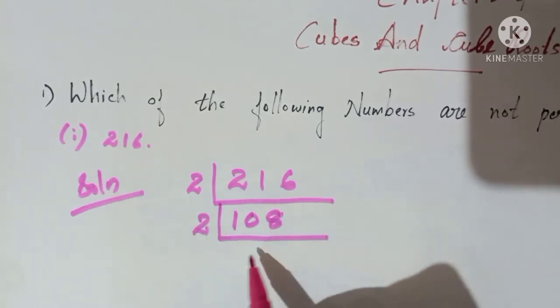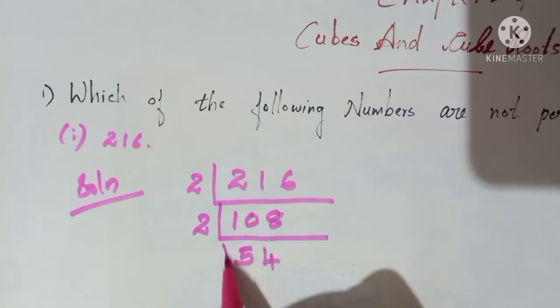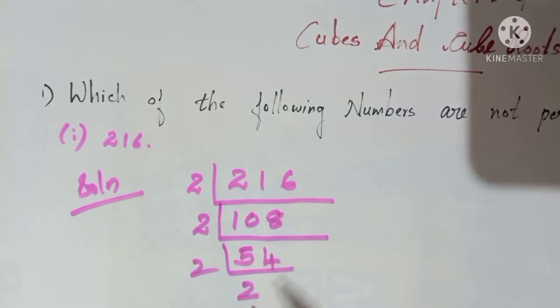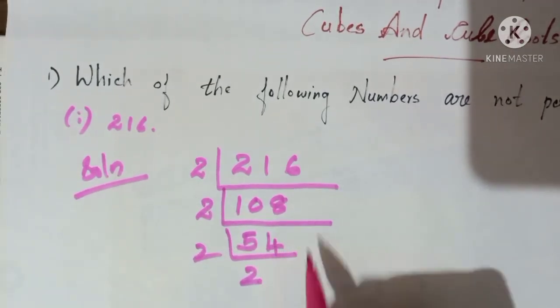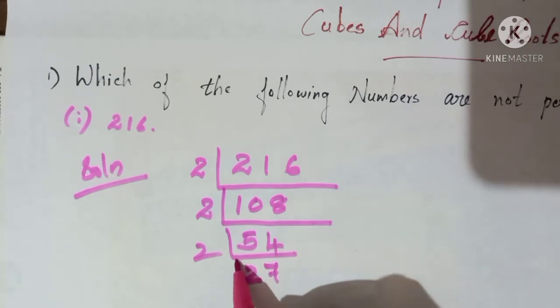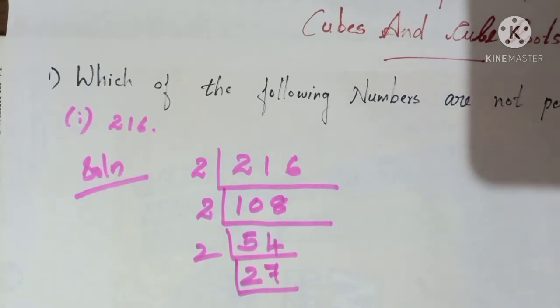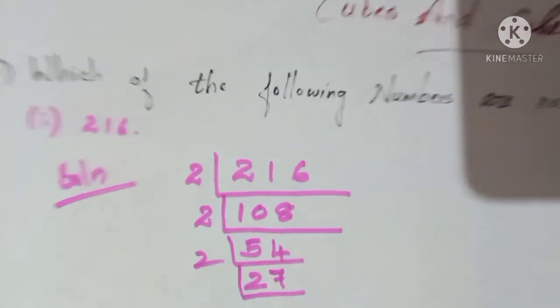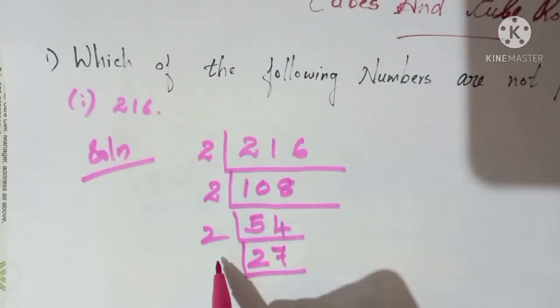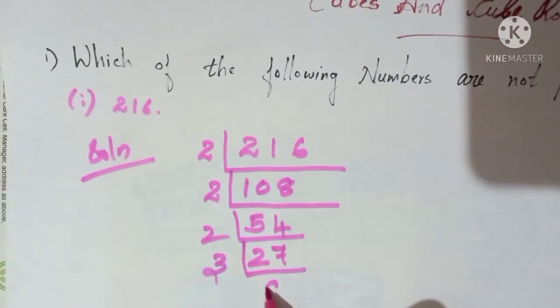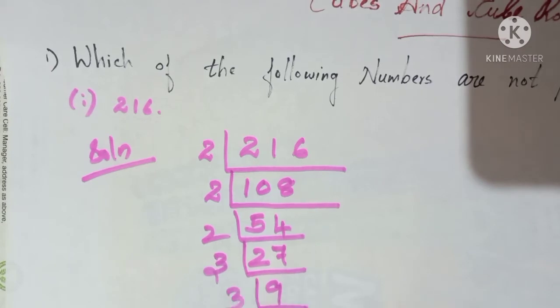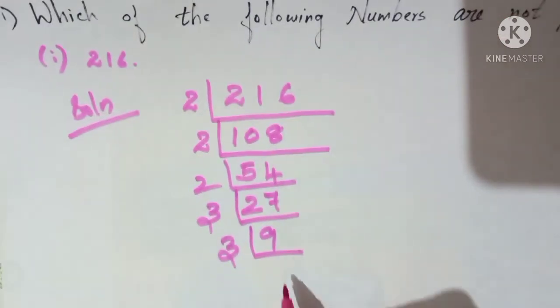Next, again 2. 5 2s are 10, 4 2s are 8. Again 2. 2 2s are 4, 1 balance, so 7 2s are 14. So 27 is not divisible by 2, but it is divisible by 3. 9 3s are 27. 9 is again divisible by 3. So 3 3s are 9.